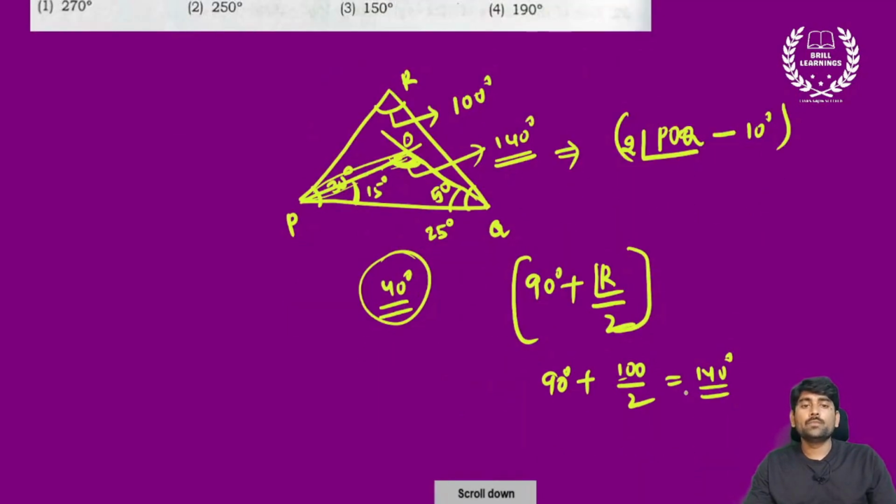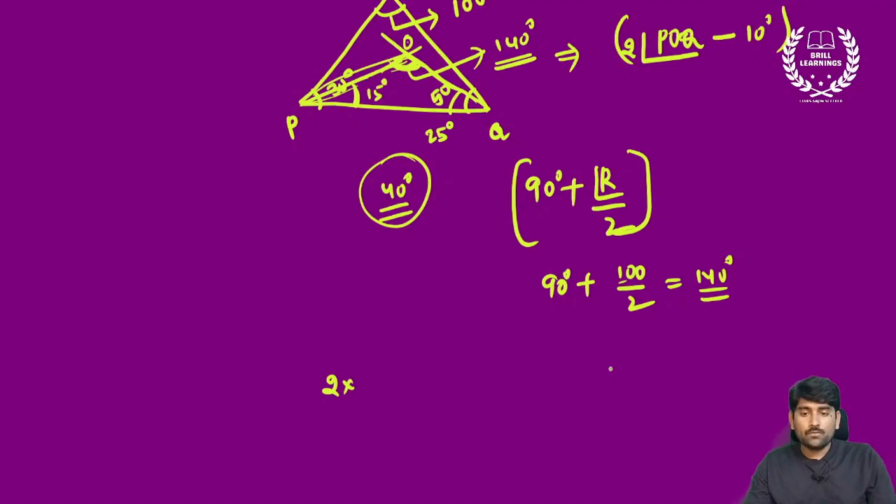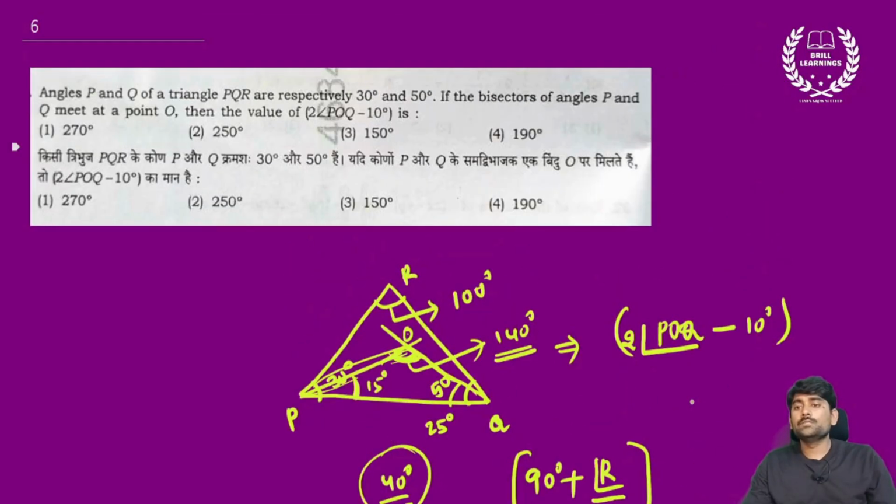What we need to find is 2 times 140 minus 10 degrees, which is equal to 280 degrees minus 10, that is equal to 270 degrees. So here the first one is the right answer. Let's move on to the next question.